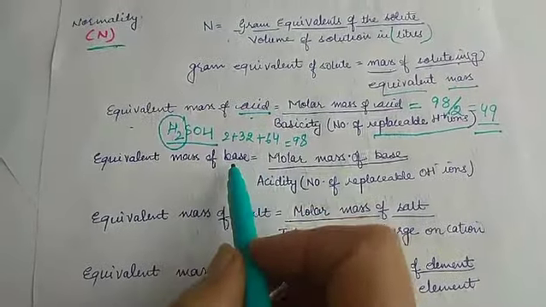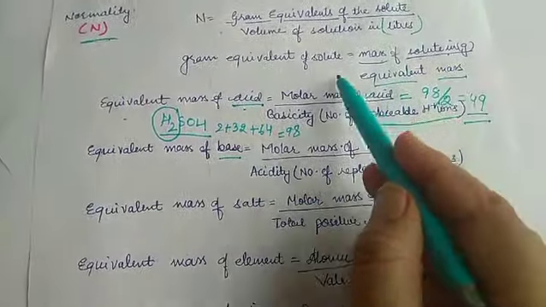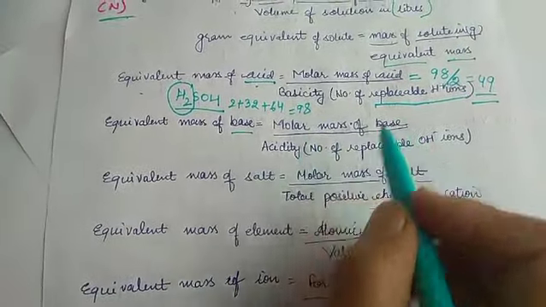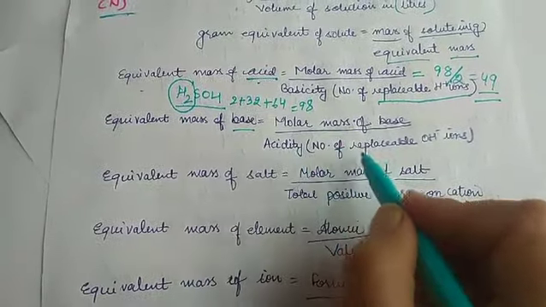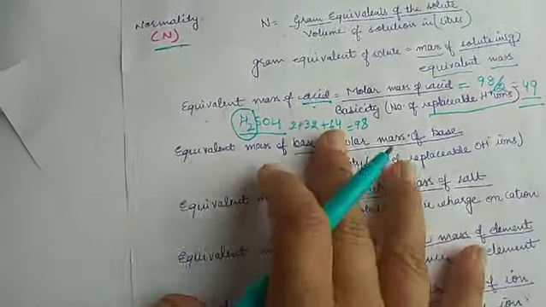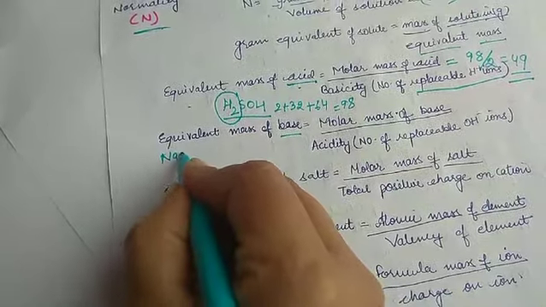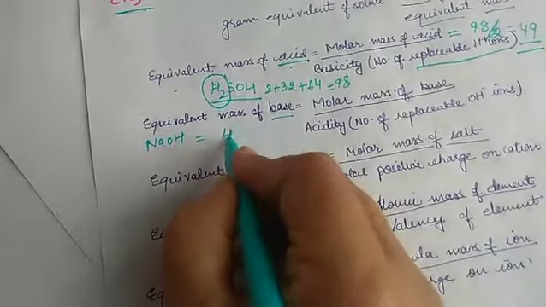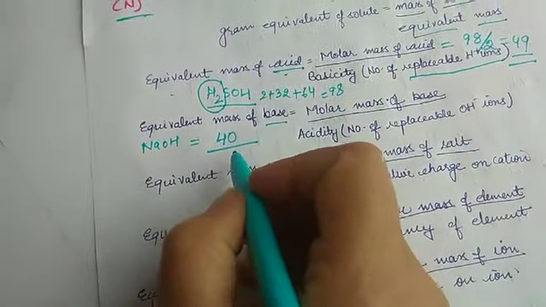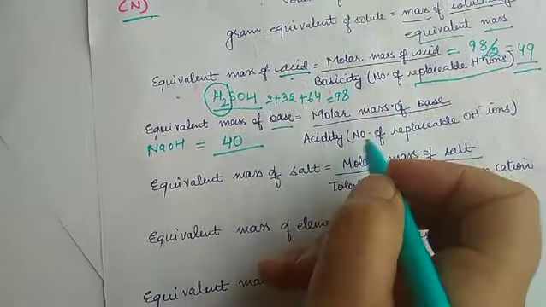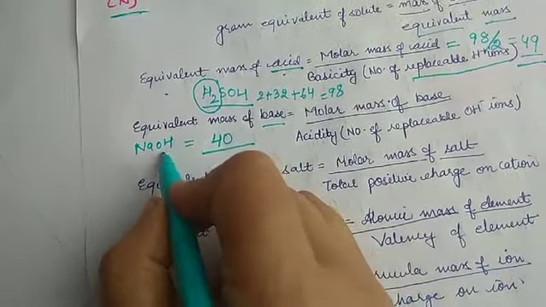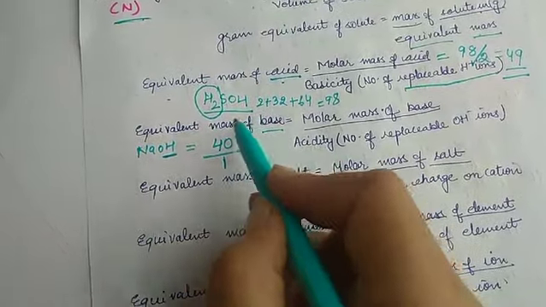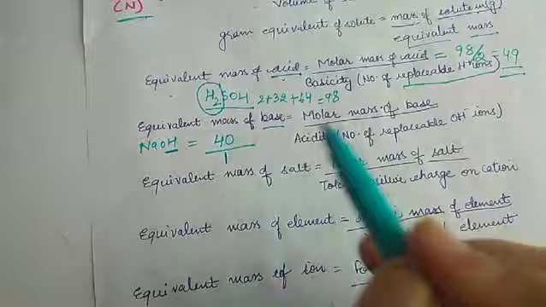Suppose in a numerical we are dealing with a base, and here we require the equivalent mass of the base. So simply write the molar mass of the base divided by acidity, and acidity is the number of replaceable OH negative ions. Suppose we have NaOH. Clear? The molar mass of NaOH is 40, as we did earlier, divided by acidity, the number of replaceable hydroxide ions. Here hydroxide ion is 1. So for NaOH, the equivalent mass and molar mass are both equal.